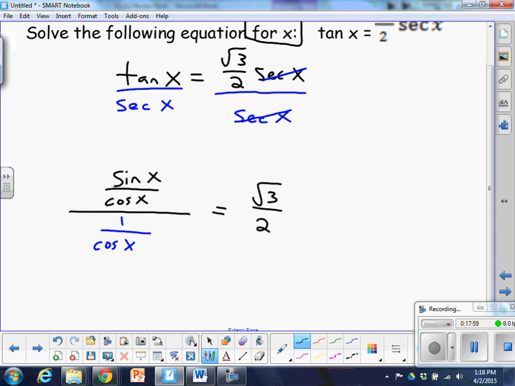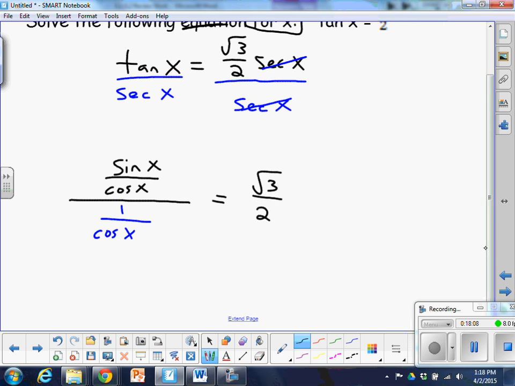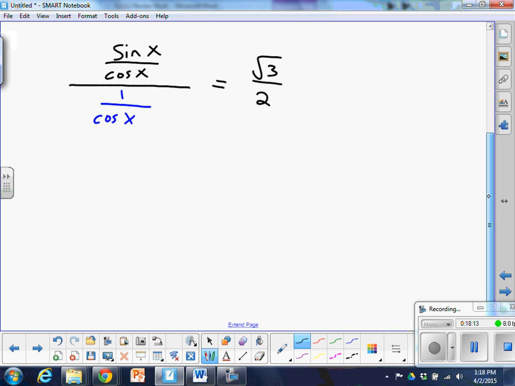Okay, so notice, in the first step, I was able to divide both sides by something because this is solving an equation, not proving an identity. Okay, I just want to make that point one more time. All right, now let's simplify a little more. Sine of x over cosine of x divided by 1 over cosine. Okay, we're going to multiply by the reciprocal.